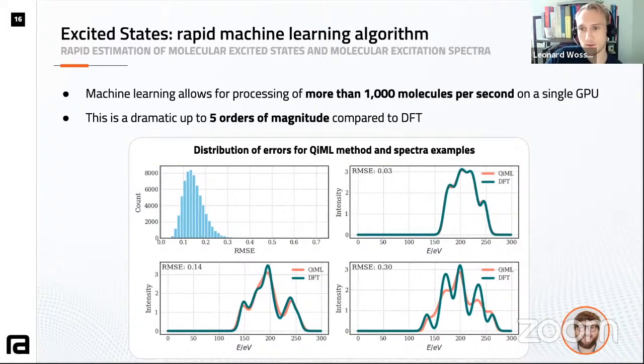For example, we have been showing, this is Thomas Rogers' work in our group, that you can use machine learning methods trained on DFT to dramatically speed up the prediction of molecular spectra. In fact, once the methods are trained, on a GPU we can do roughly 1,000 molecules per second on a single GPU.